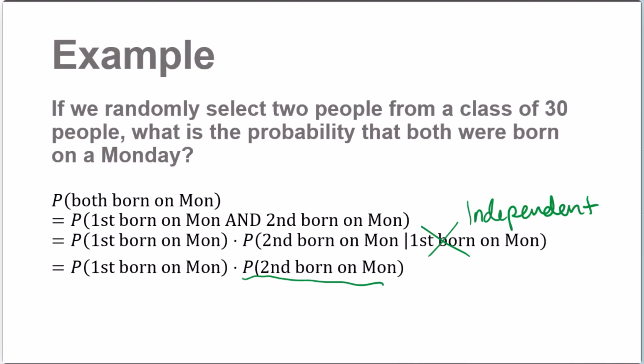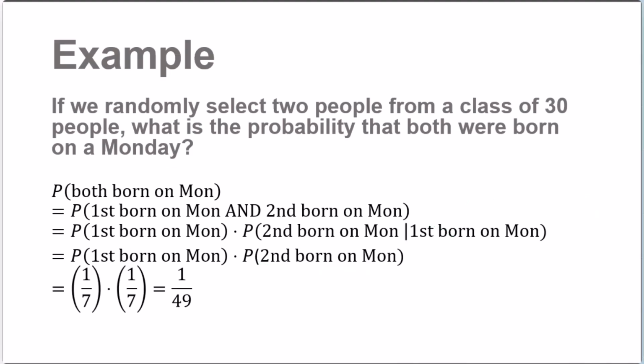The probability that anyone is born on a Monday is just the number of possible days there are, or well, Monday out of the number of possible days you could be born on, which is 7. So this is 1 out of 7 times 1 out of 7. And if I multiply those together, I get 1 out of 49. That would be the probability that selecting 2 people from our class, both were born on a Monday.